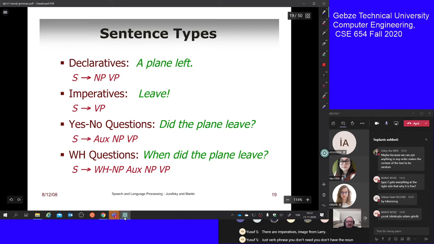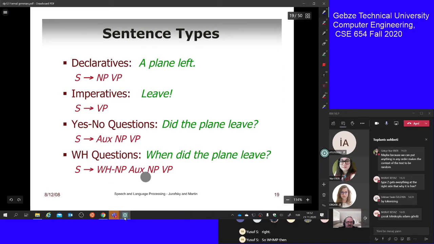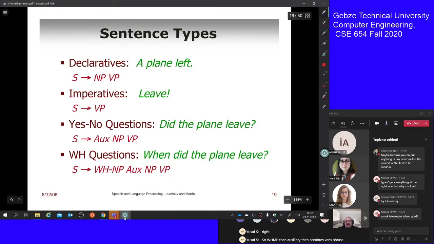Yes/no questions. Did the plane leave? It should start with an auxiliary, then noun phrase and verb phrase, right? And WH questions, who, where, when, why questions, right? So WH-NP, then auxiliary, then noun phrase, verb phrase. So these are four basic sentence types in English grammar, and each one is composed of these noun phrases and verb phrases.